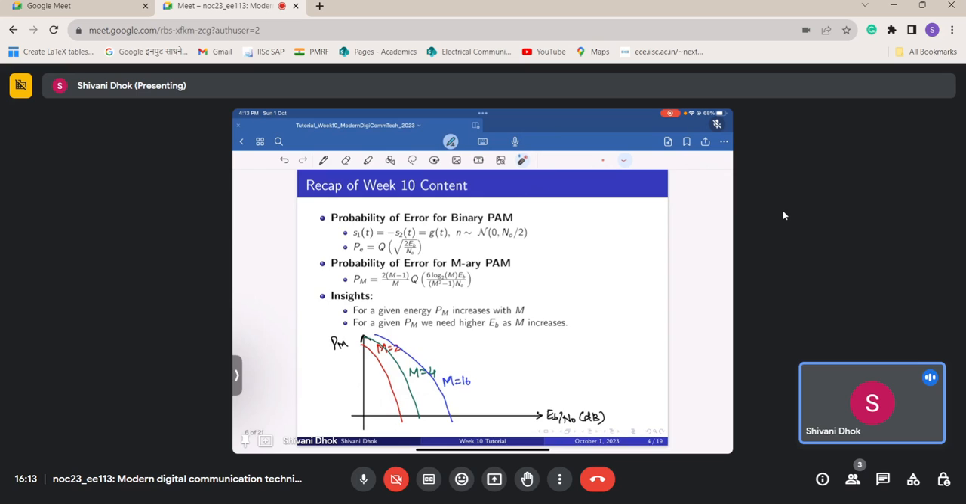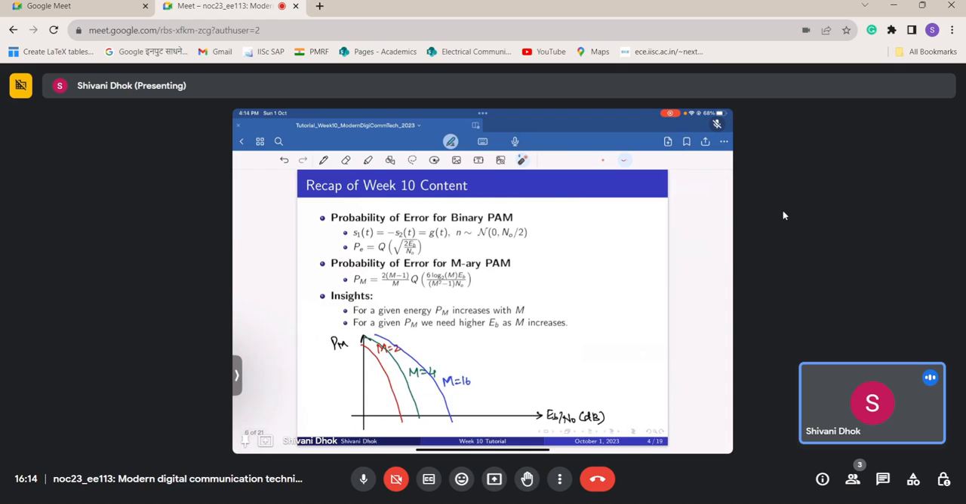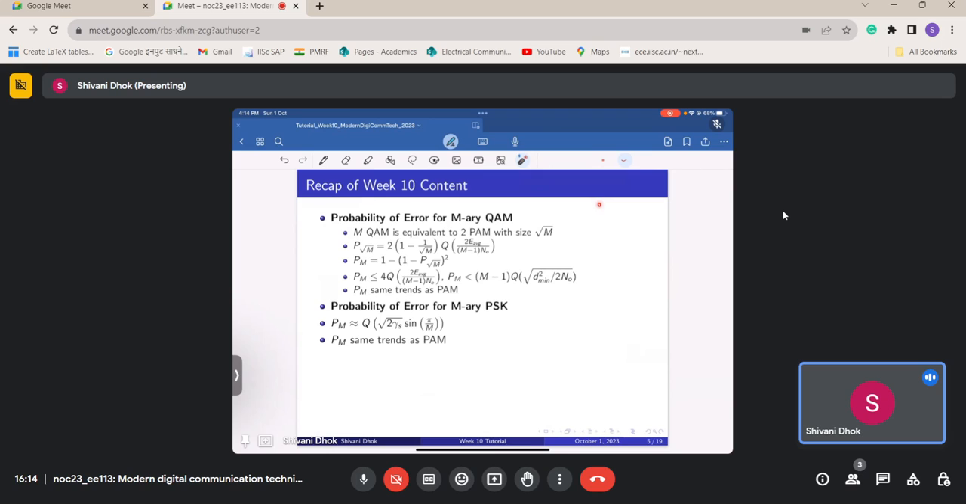After looking at pulse amplitude modulation, we derived the probability of error for M-array QAM, and for doing this we used the results for pulse amplitude modulation, by commenting that M QAM is basically formed by two pulse amplitude modulations, one along the in-phase basis and another along the quadrature-phase basis, both of size root M. Using this information, we derived the probability of error.